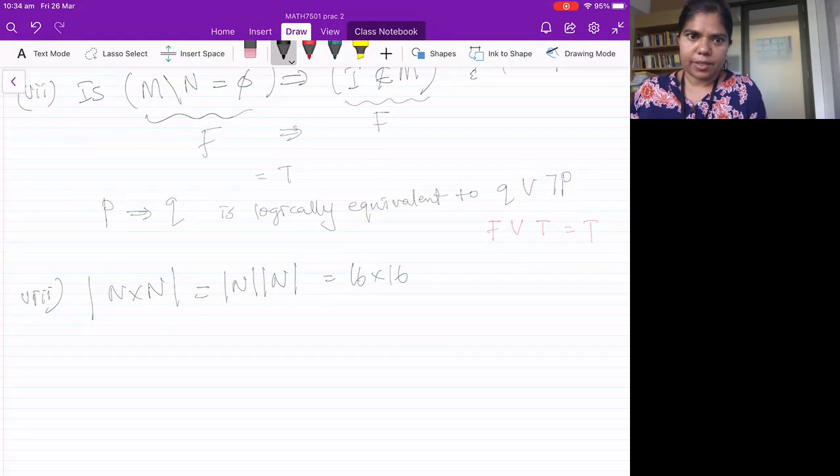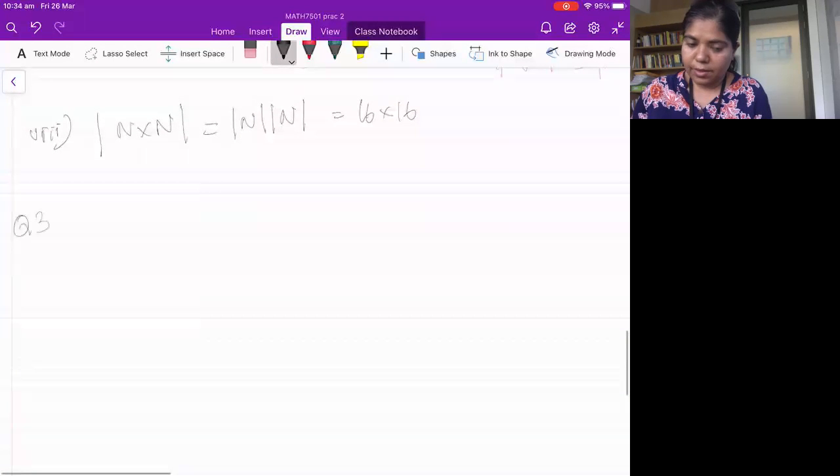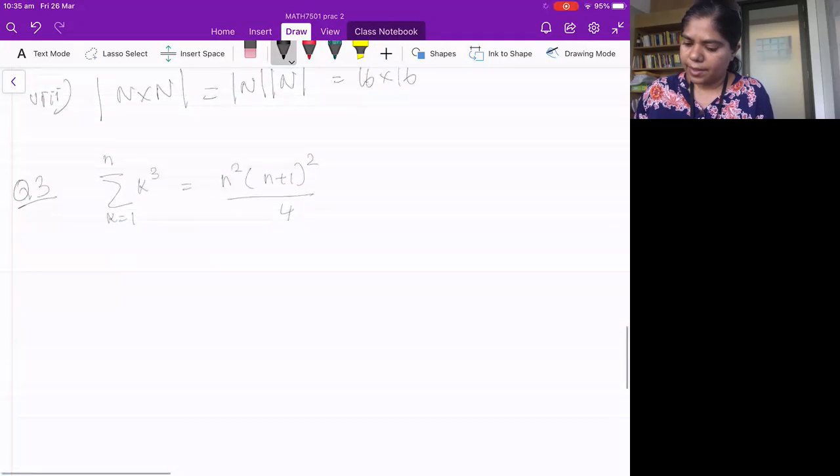That's all about question 3. Let's move on to question 3. Question 3, prove by induction that the sum of cubes is equal to n squared, n plus 1 squared over 4. I think induction is easy.